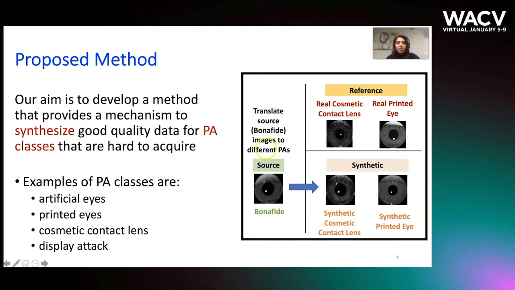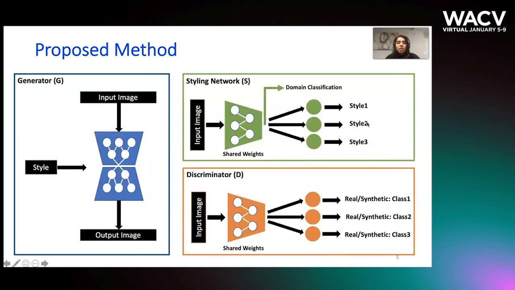In the proposed method, we want to translate bona fide images, or the source images that are sufficiently available, into different PA styles using the style characteristics of the reference images as shown in this figure. We achieve this using a generative adversarial network with a styling network in the proposed method known as Cyclic Image Translation Generative Adversarial Network or CIT-GAN.